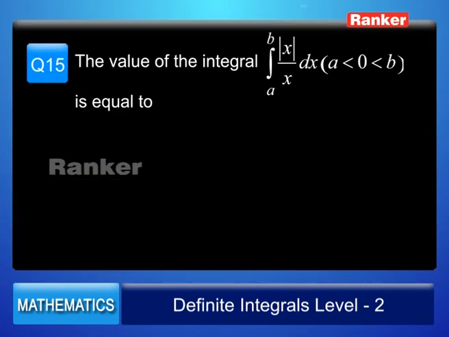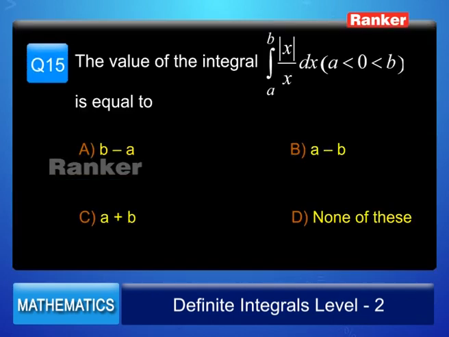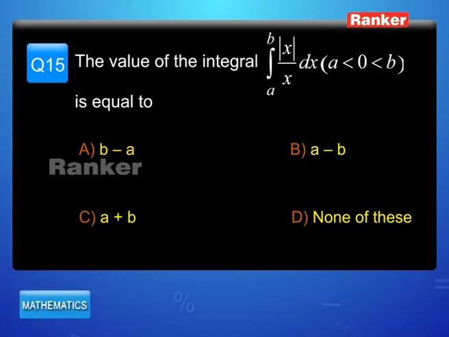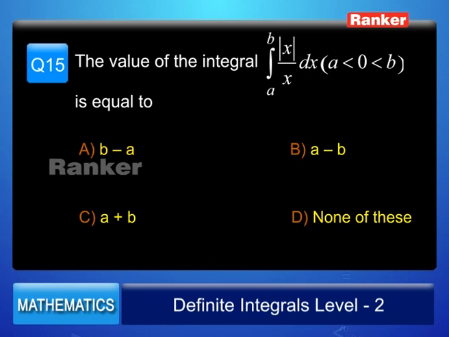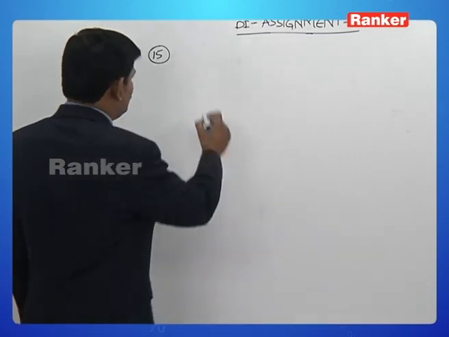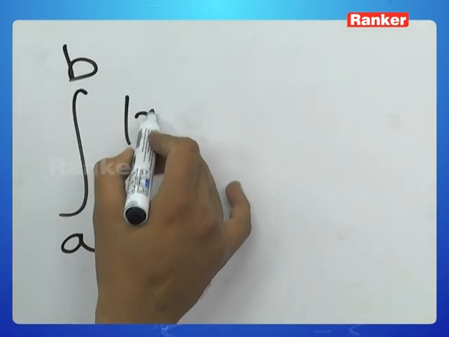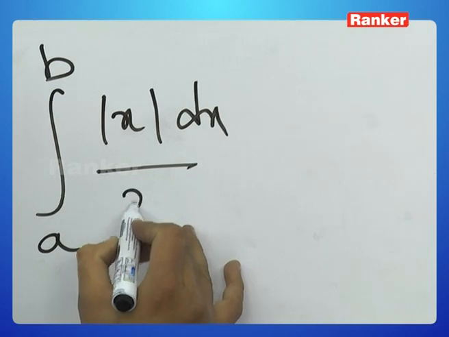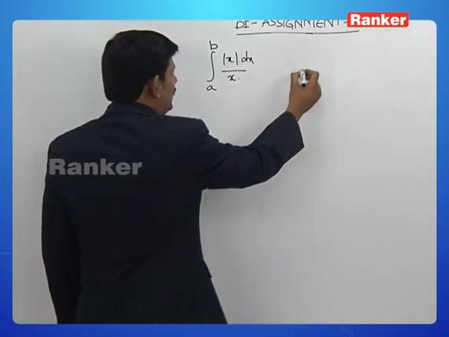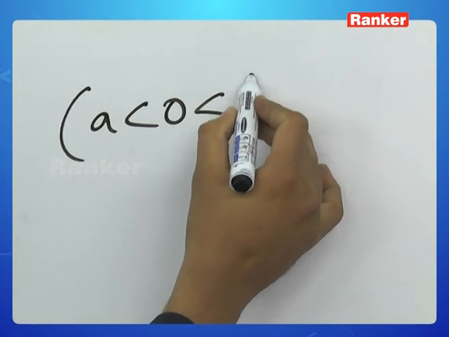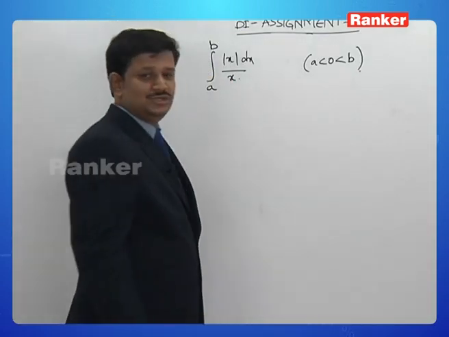Next question: find the value of the integral from a to b of mod x by x dx, where a is less than 0 is less than b. Option A, b minus a. Option B, a minus b. Option C, a plus b. And option D, none of these. In this question, we are asked to evaluate the integral a to b of mod x dx by x, where a is less than 0 and 0 is less than b.